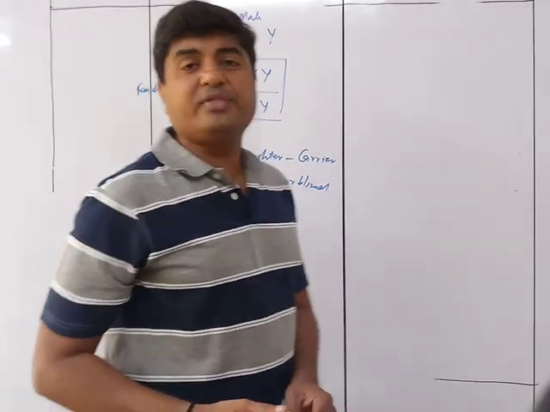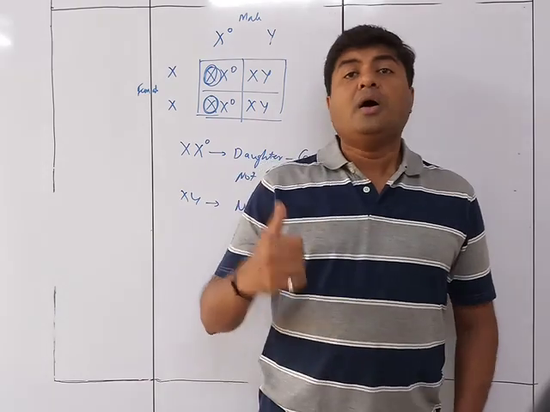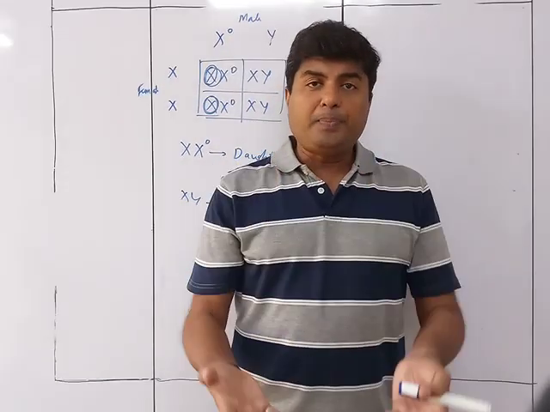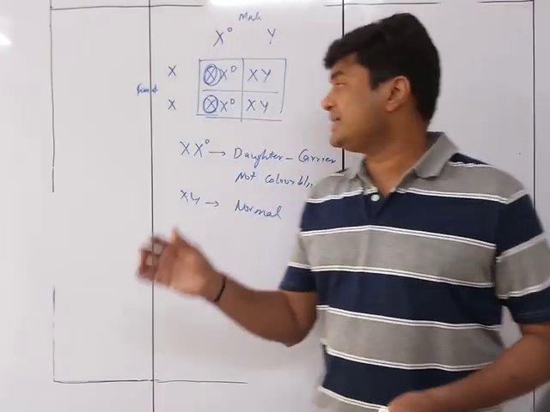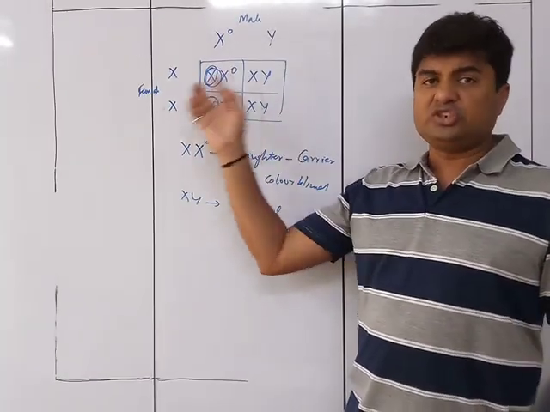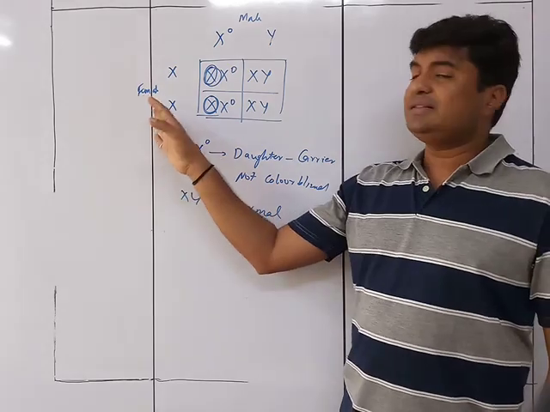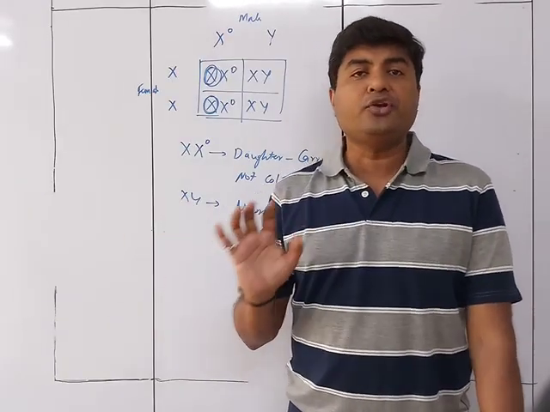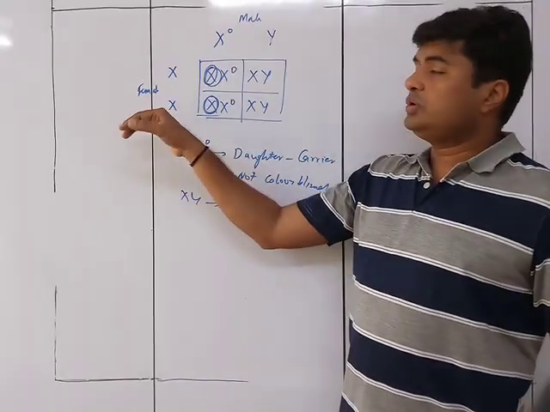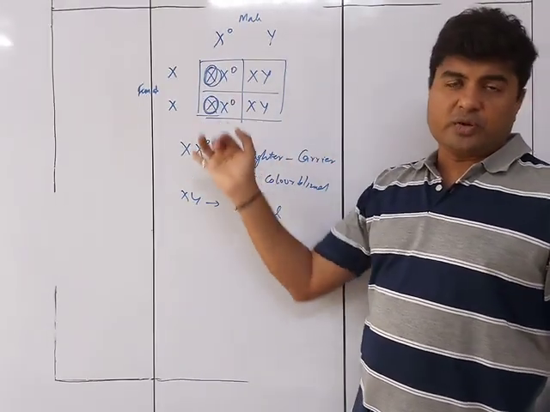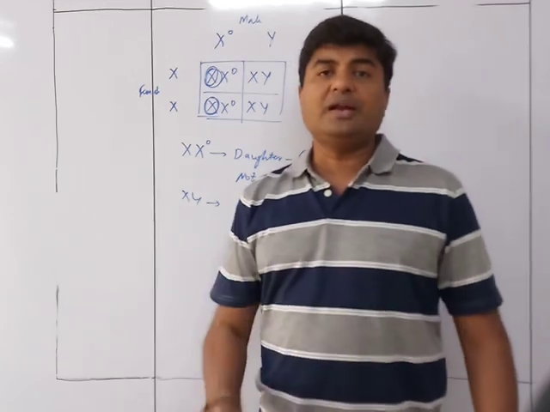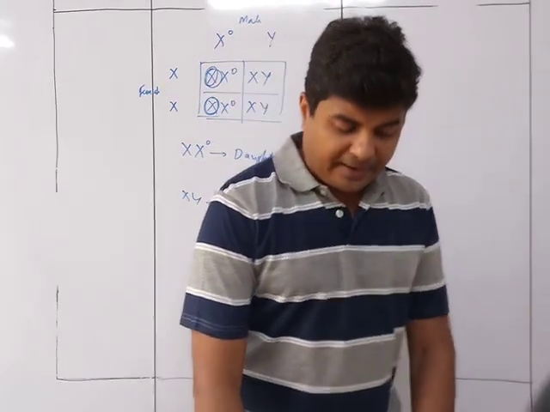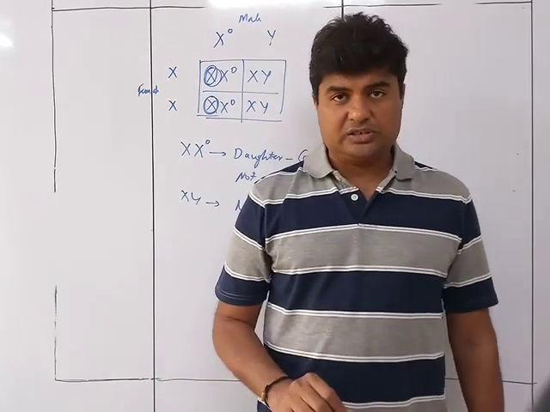So even though the father was colorblind, he has not imparted his colorblindness to his children, because the mother was not a carrier, she was absolutely normal. That's why the children born will be absolutely normal. They won't be colorblind. No doubt the females will be the carriers.